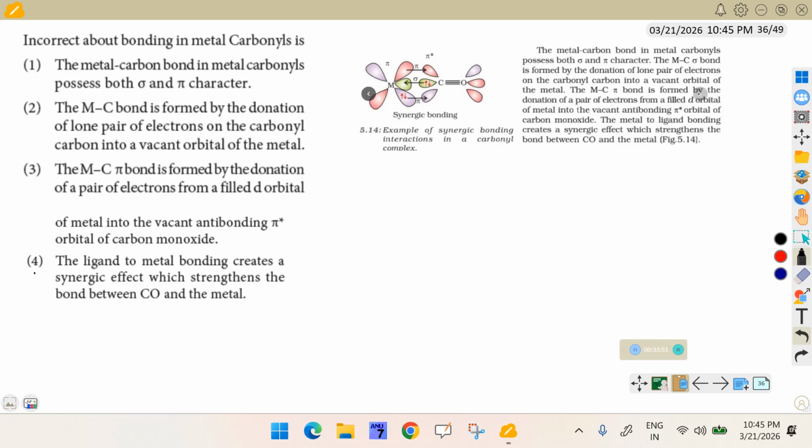Identify the incorrect statement about bonding in metal carbonyls. Read this paragraph. The first statement is correct, the second statement is correct, the third statement is also correct, the fourth statement is the incorrect statement. Why? See here, it should be metal to ligand bonding, but here what is given? Ligand to metal bonding. That's the reason this is incorrect.